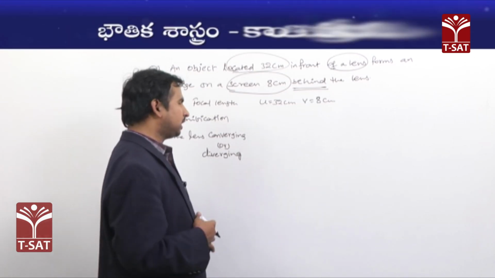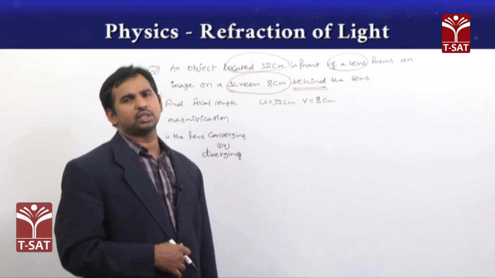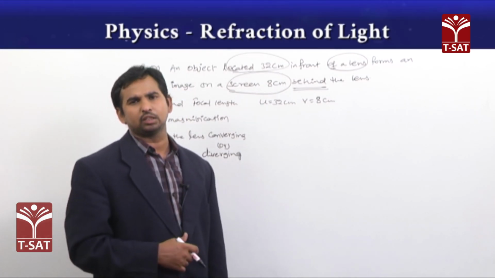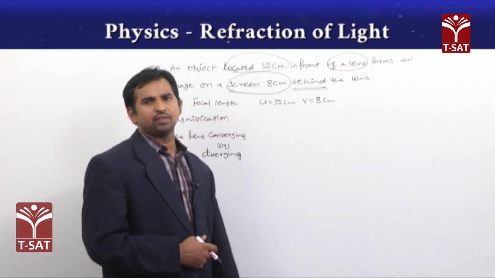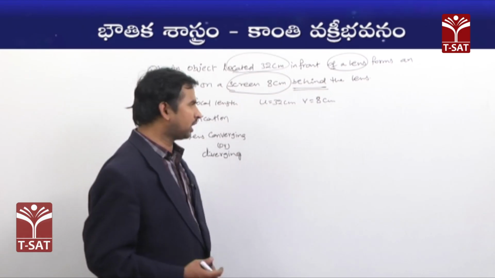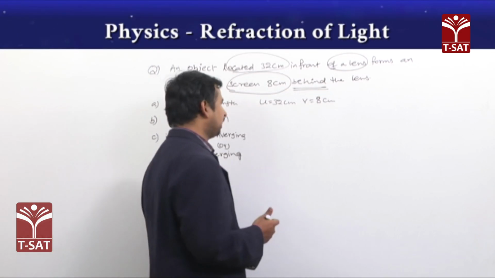How do we find whether it is converging or diverging? It depends on the nature: if it is a converging lens, we get a positive focal length, and if we get a negative focal length, it has a diverging nature. Okay, then first find the focal length here.